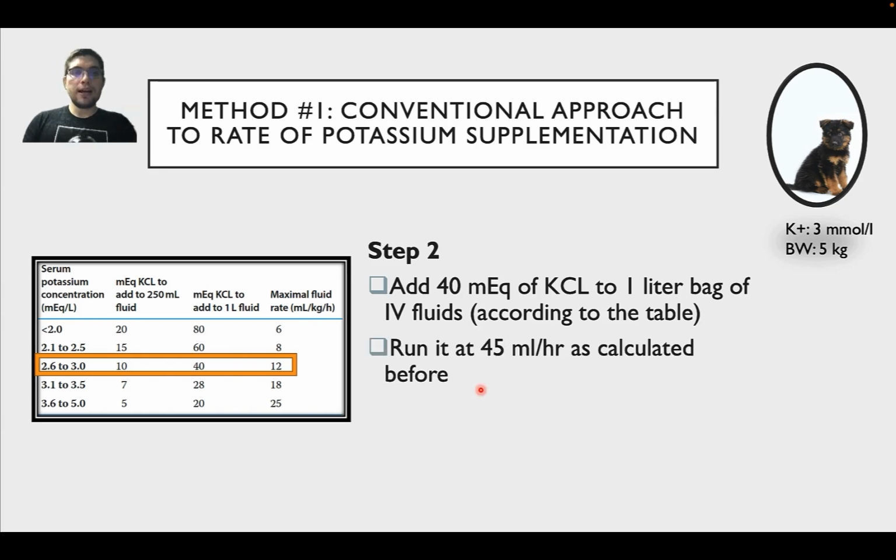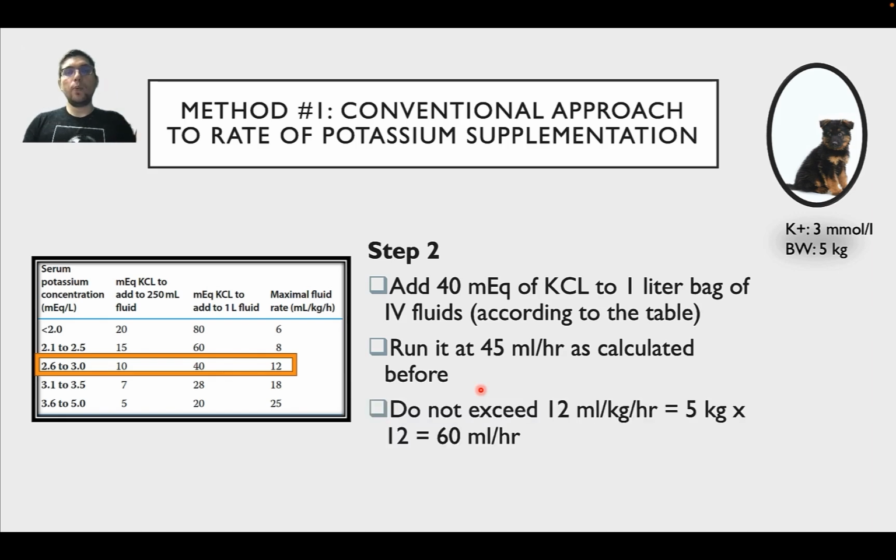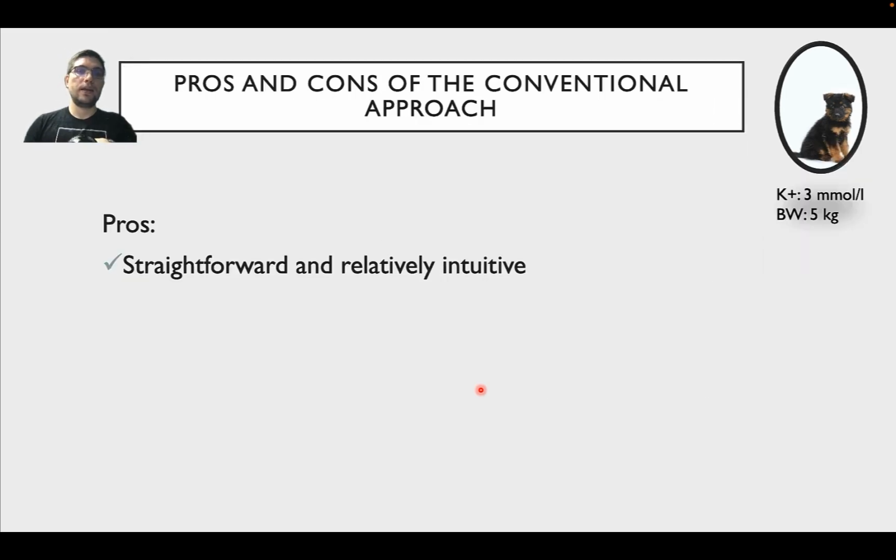So we're going to run his fluids at 45 mL per hour as calculated before with 40 mEq of KCl in it. And we do not want to exceed 12 mL per kg per hour, which is 60 mL per hour, in case we're going to change the fluid rate later on. So that was method number 1. Relatively simple, no fancy calculations, just come up with your fluid rate and then add KCl according to the table. So it's a very straightforward approach.